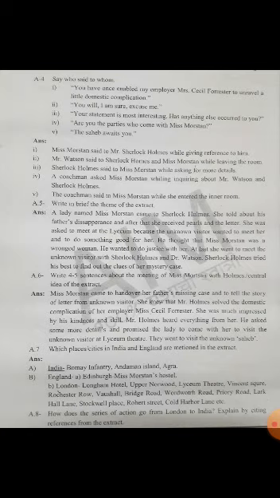Third, second answer, Mr. Watson said to Sherlock Holmes. You have to repeat the sentences given here. Third one, Sherlock Holmes said to Miss Marston. Fourth, a coachman asked Miss Marston. Fifth, the coachman said to Miss Marston while she entered the inner room.